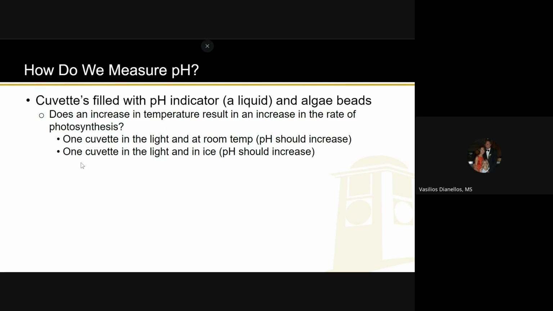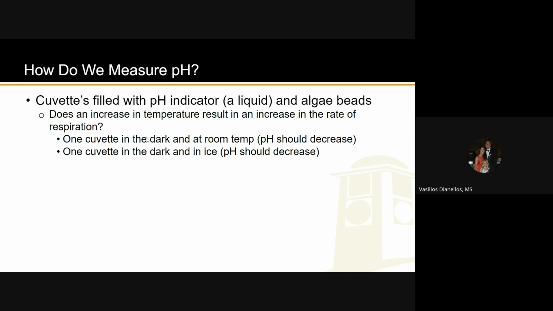So again, this one, we're talking about how temperature affects the rate of photosynthesis. The next experiment is the same thing, except we're looking at respiration, right? Because we're looking at respiration, both of them are going to be in the dark, one at room temperature and one on ice, and we're going to see if that has an effect. Just like all the other ones, we're going to measure the pH every 5 minutes. Since we're dealing with respiration, we expect the pH to decrease. So the question is, which one decreases the most, the one at room temperature or the one on ice? So that's it for that one.